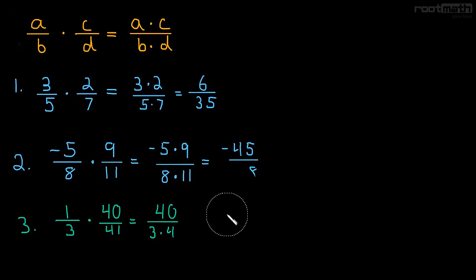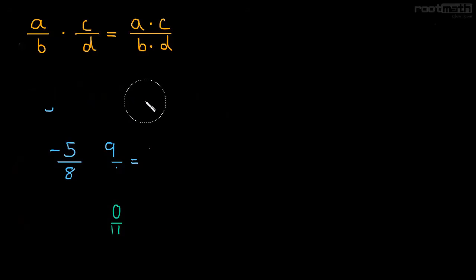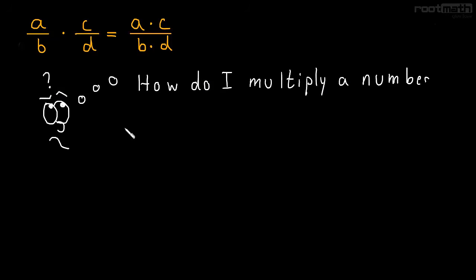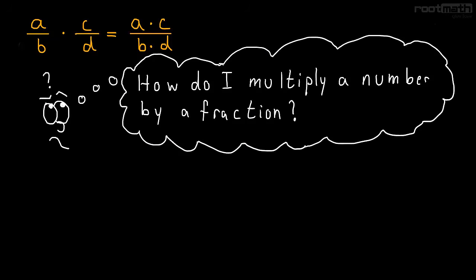Okay, so we figured out how to multiply fractions. It's really, really simple. But you might have a question lingering. And that question is, how do I multiply a number by a fraction? We know how to multiply fractions by fractions, but let's see an example of multiplying just a number, an integer, by a fraction. So for example, 7 times 2/3. Well, the key to doing this is just to remember that 7 is equal to 7 over 1.